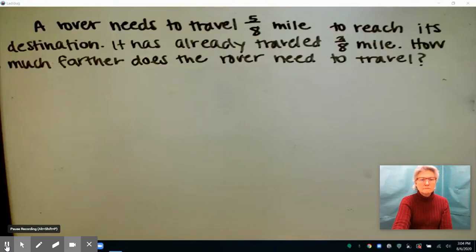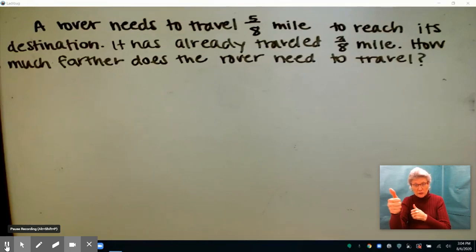Use when finding the difference in a subtraction problem involving fractions. A rover needs to travel 5/8 mile to reach its destination. It has already traveled 3/8 mile. How much farther does the rover need to travel?